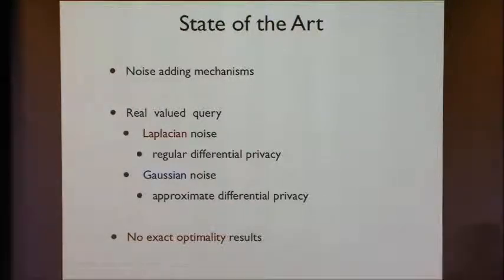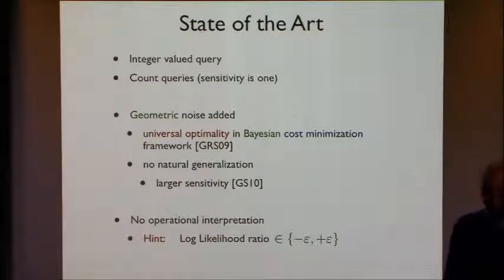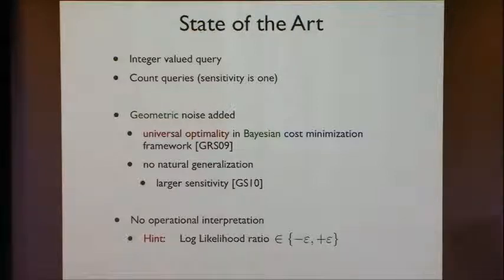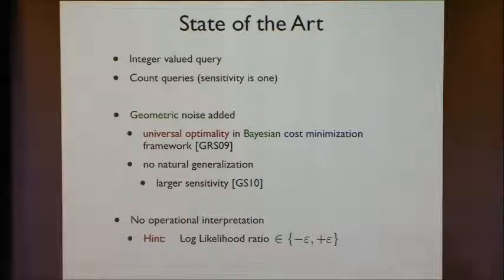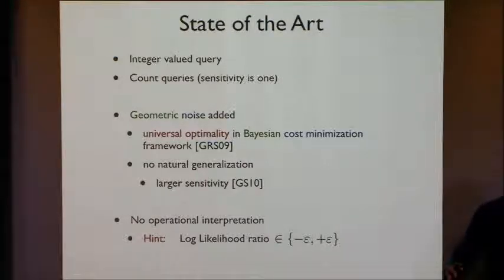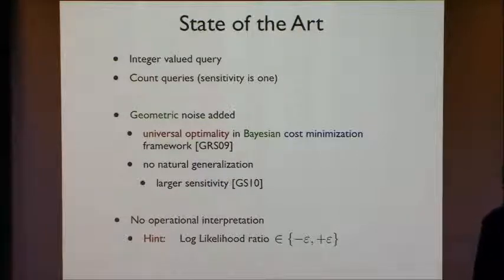So I think about it. And I look for other mechanisms just around in the literature. And I find this one, which is for integer valued queries, not real valued. These are integer valued. And let's specifically fix count queries where the sensitivity is just 1. And then there is a mechanism which is to add geometric noise. And this one has an optimality property. It's universally optimal in a certain cost minimization framework over sort of most interesting costs, but it was sort of a Bayesian prior on the input.